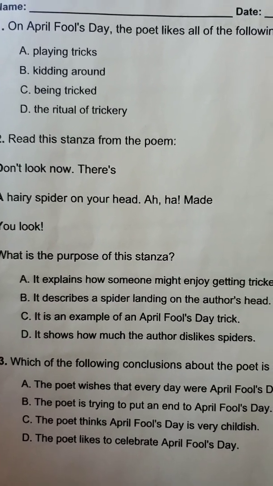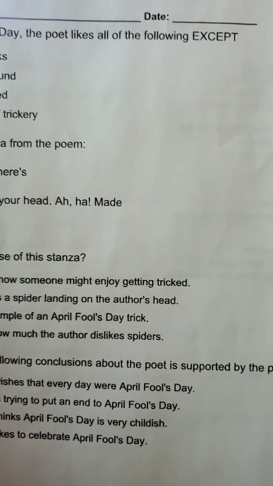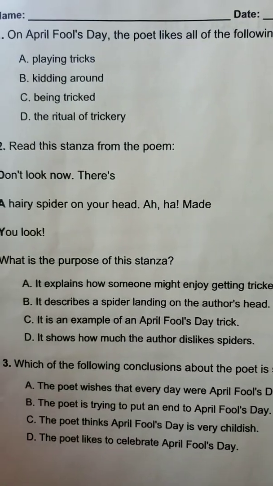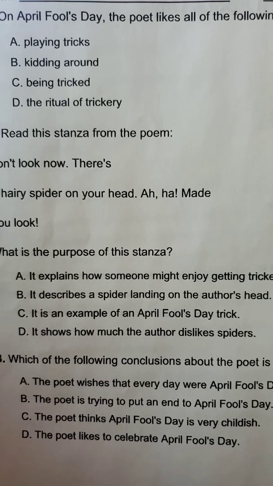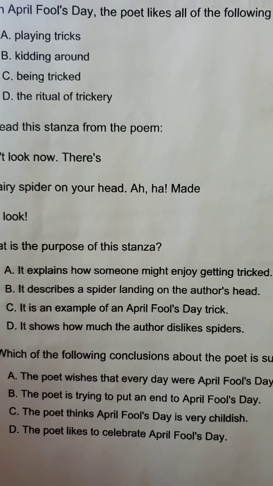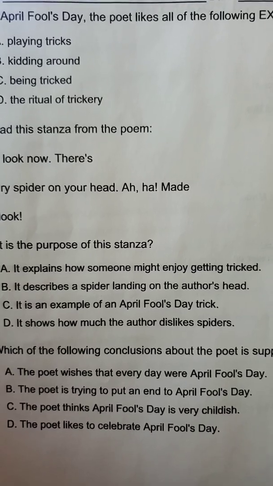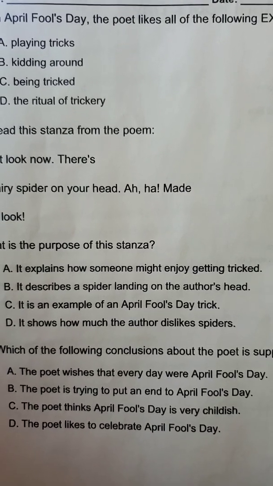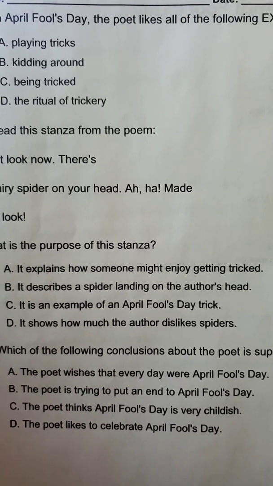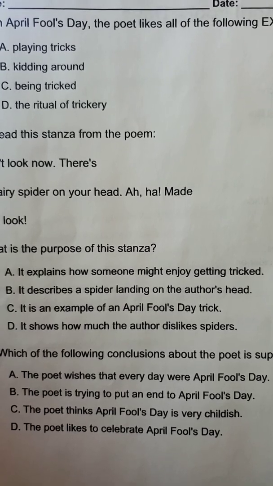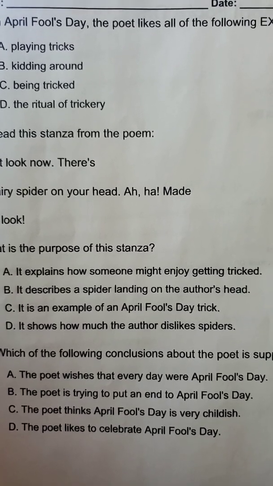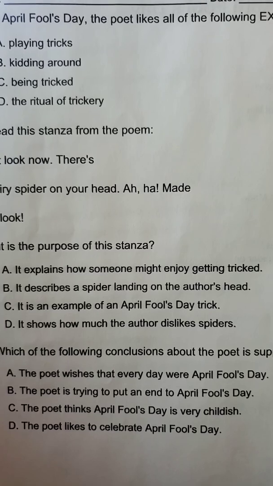3, which of the following conclusions about the poet is supported by the poem? Which of these conclusions is supported by our poem? A, the poet wishes that every day were April Fool's Day. I don't think we have enough evidence to say that he wants every day to be April Fool's Day. B, the poet is trying to put an end to April Fool's Day. We definitely know that's not true because he seems to enjoy April Fool's Day.